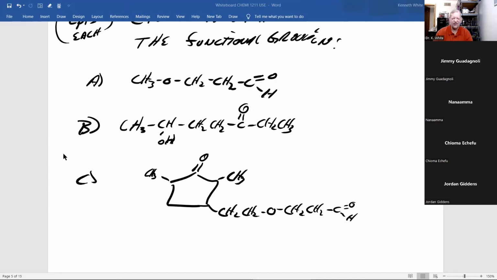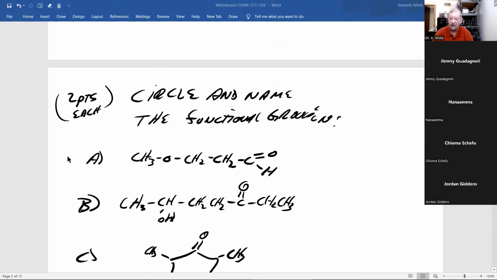All right, let's get to work. How do you know where the functional group is so you can circle it and name it? Look for what's different. What's not carbon, what's not hydrogen should get your attention.